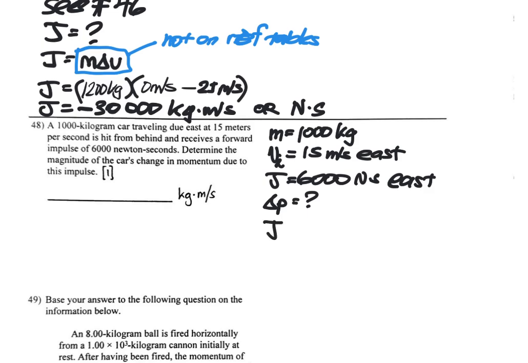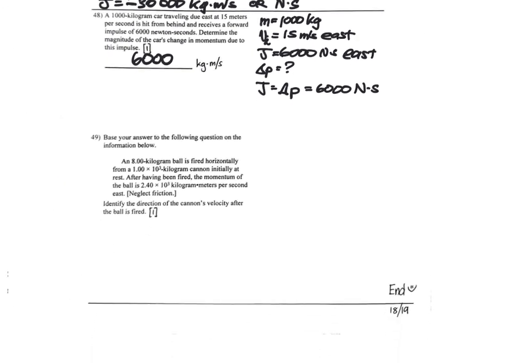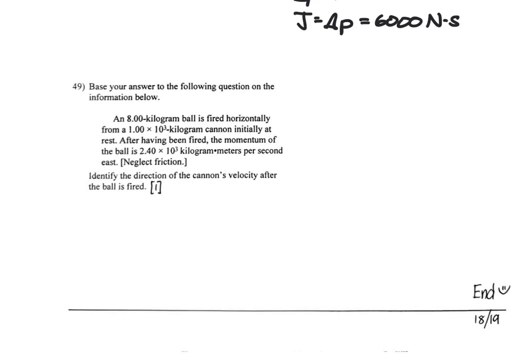Well, let's not forget that the change in momentum is the impulse. They are the same thing. So you could just straight up write 6,000 Newton seconds. You don't even have to write Newton seconds or kilogram meters per second. It's a 1-point question. The units are given. So you just write 6,000. Boom. All right. And then the last question, we have an explosion question for a cannon and a cannonball.